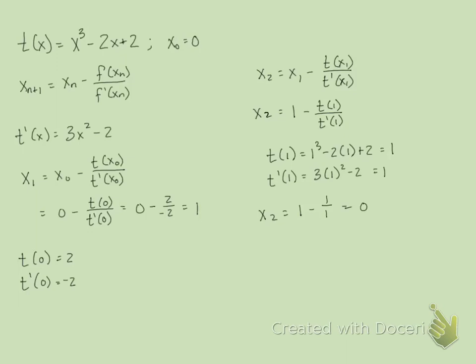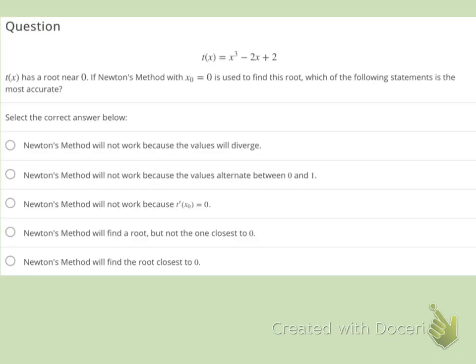So notice that x sub 0 is 0, x sub 1 is 1, x sub 2 is 0, so we are going to oscillate between 0 and 1, which means our choice for this is right here.